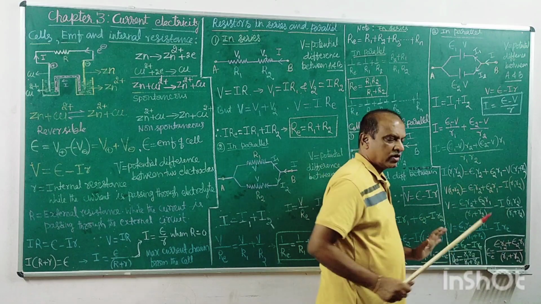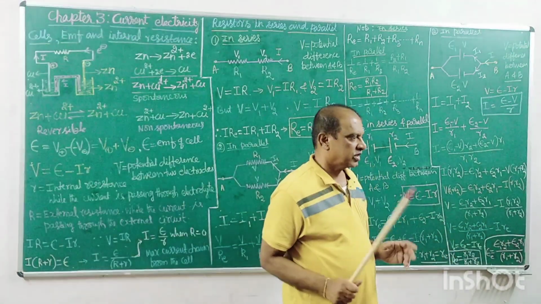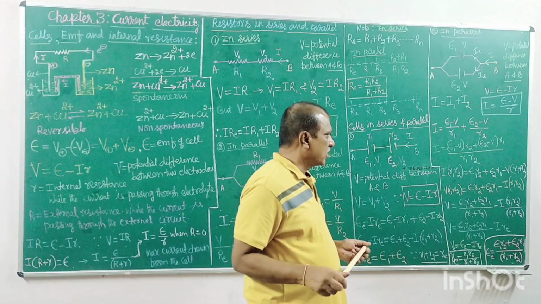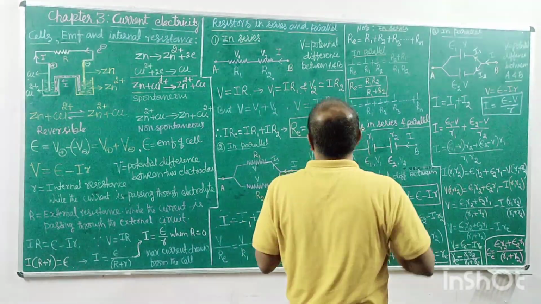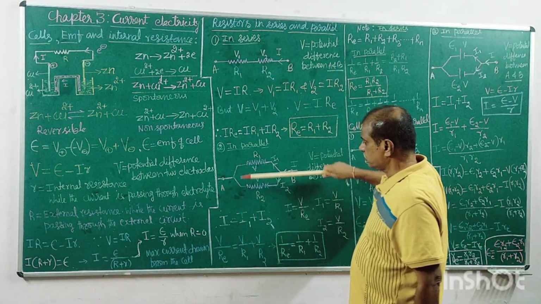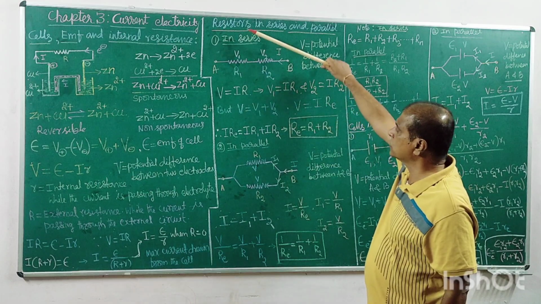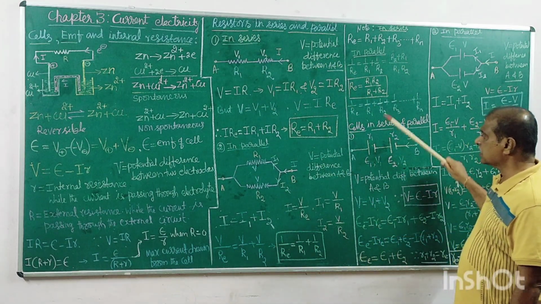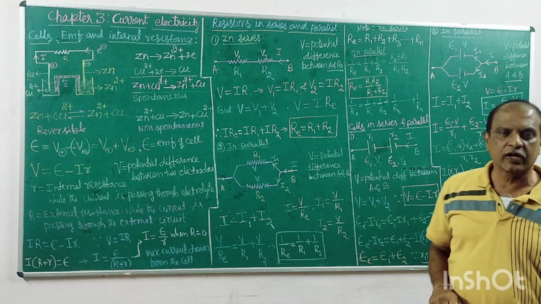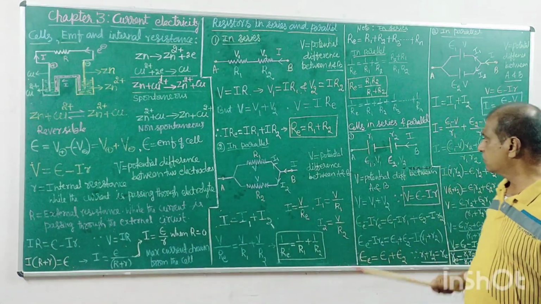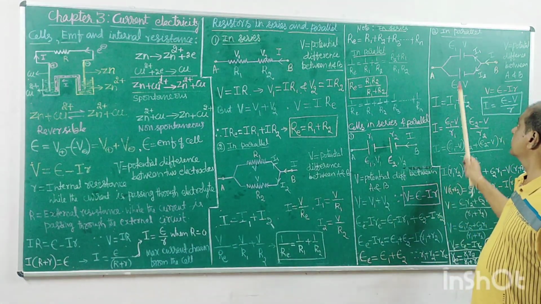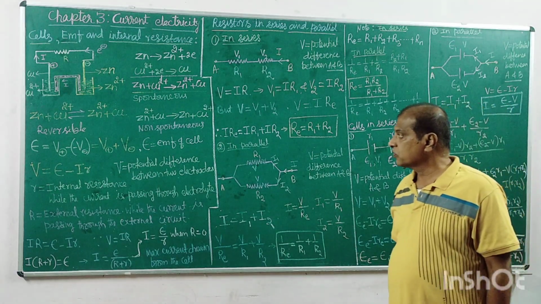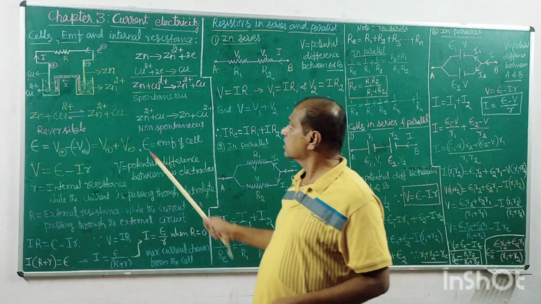These equations are required for calculation, that is, solving problems. Remember the equations. Here resistors are used: what is the effective resistance? Here cells are used: what is the effective EMF and effective resistance for the series and for the parallel? So these are the equations derived. So with this we have completed this subject.